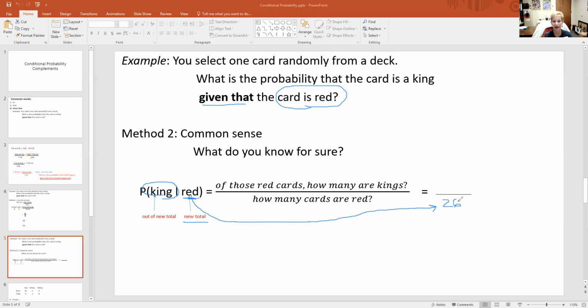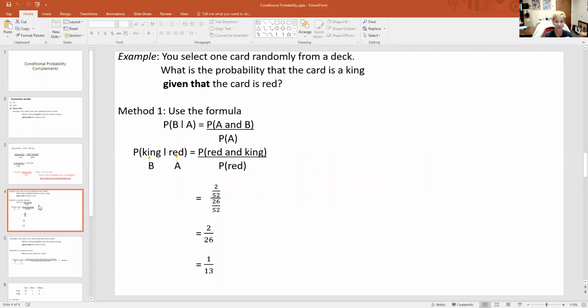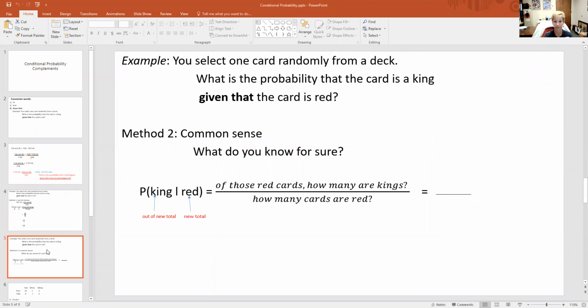So of these 26 cards, how many are kings? Only 2. And again, if you reduce that, you get 1 out of 13, because you're guaranteed that the card is red. So there are only 26 cards left now, and only 2 of those red cards would be kings. I don't care whether you use common sense to work the given that problems or whether you use the formula. That's completely up to you. I need to see your scratch work either way.